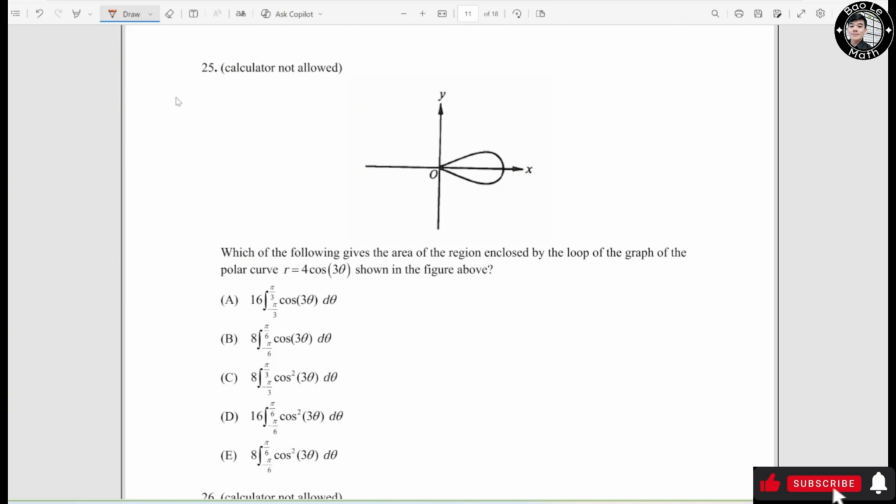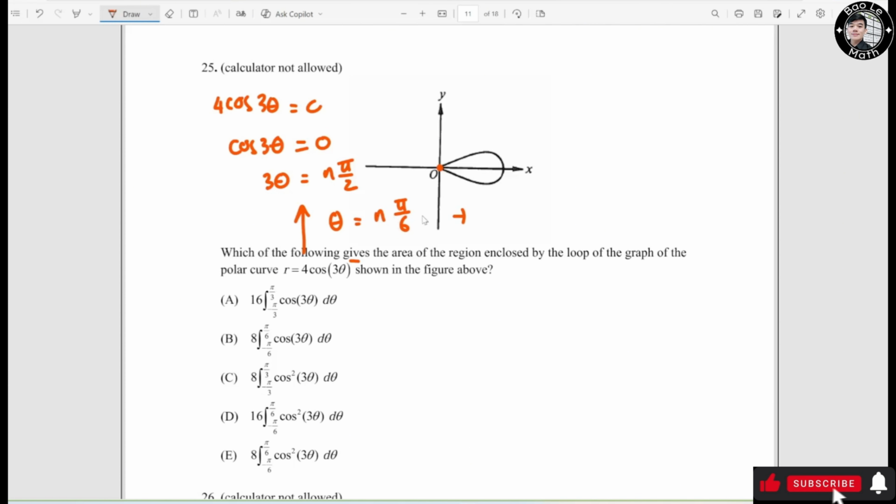Question 25. Which of the following gives the area of the region enclosed by the loop of the graph of the polar curve r equals 4 cosine 3 theta shown in the figure above? When the polar curve is at the origin, the radius equals 0. So we let this equal 0 to solve for theta. So cosine 3 theta equals 0, 3 theta equals n pi over 2, theta equals n pi over 6.